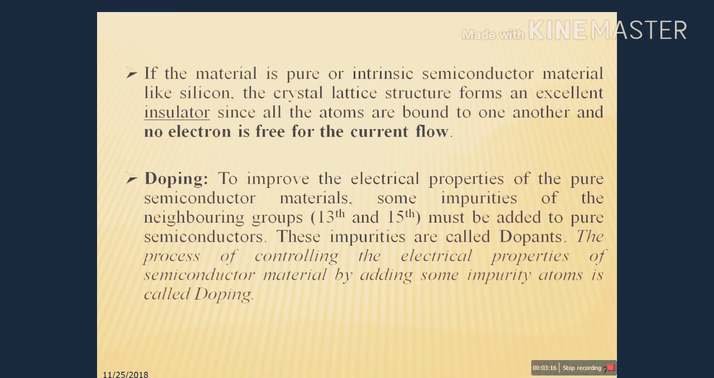To improve their properties, we add impurities, which is called doping. To improve the electrical properties of pure semiconductor materials, some impurities of neighboring groups, that is group 13 and 15, must be added to the pure semiconductor. These impurities are called dopants. The process of controlling the electrical properties of semiconductor materials by adding some impurity atoms is called doping.